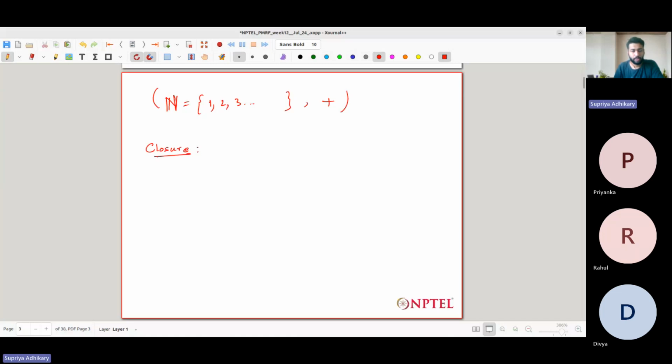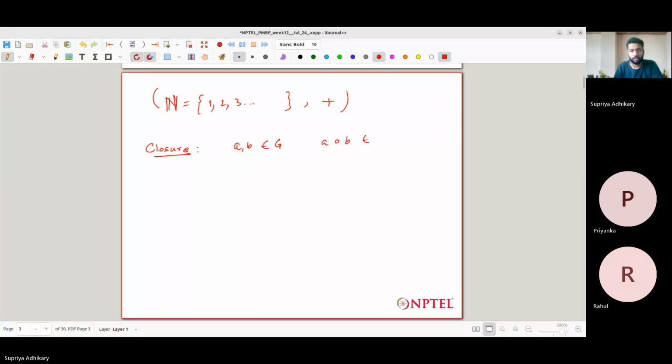What does the closure property state? It states that if there are 2 elements A and B in G, then their composition, A composition B, must also belong to G. Now over here, for the set of natural numbers, if we consider A and B in N, then A plus B, the addition of these 2 integers, is again a positive integer, and therefore it also belongs to N. So definitely the closure property is satisfied.